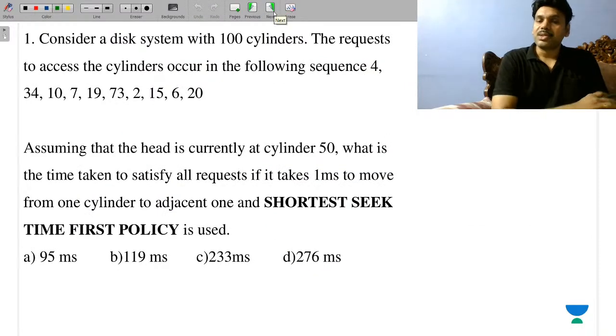Now we are going to discuss some of the very important questions on page replacement and disk scheduling algorithms.